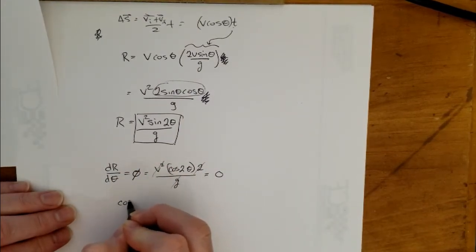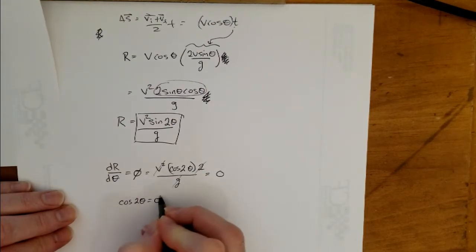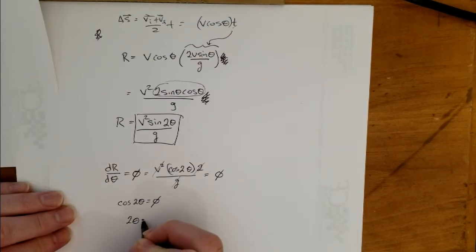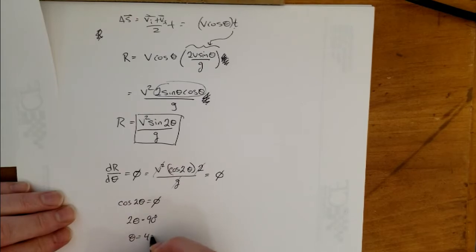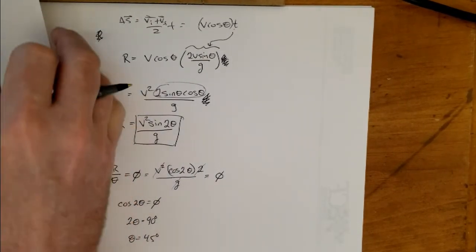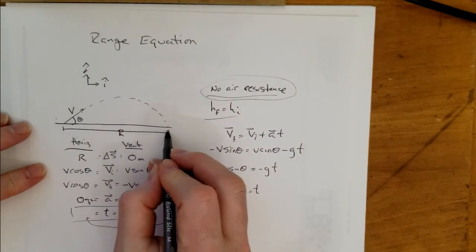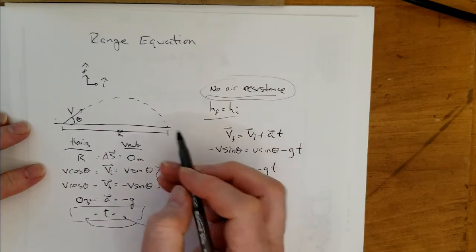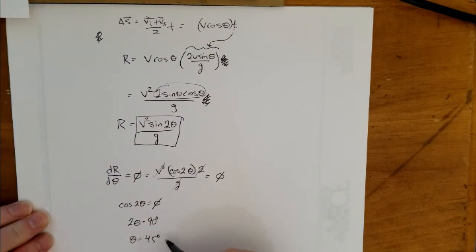So we want to figure out, when is the cosine of 2 theta equal to 0? Well, when 2 theta is equal to 90 degrees, or theta is equal to 45 degrees. So at a 45 degree angle, we get the maximum range. This is a maximum. Now, recognize if it's at a different height, then this is not the correct angle.